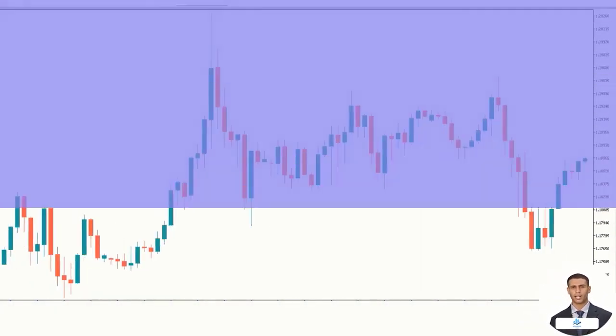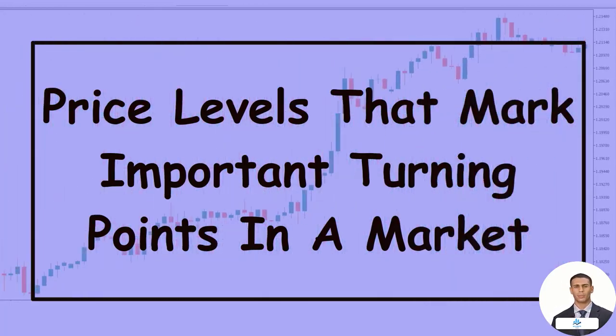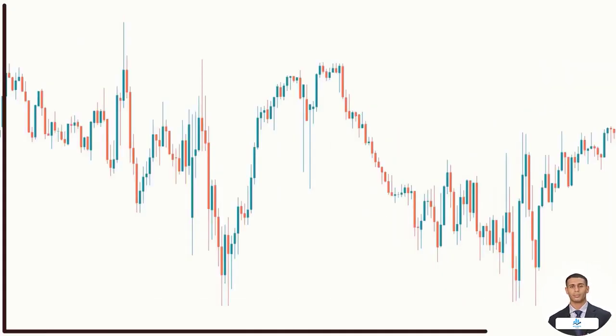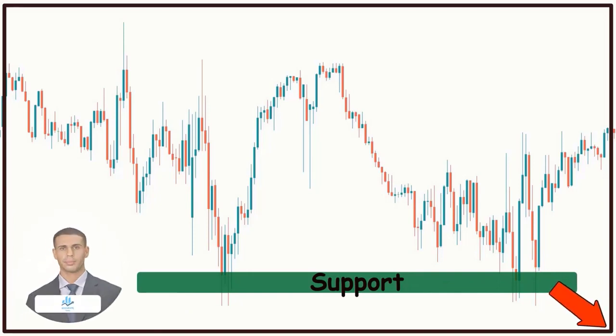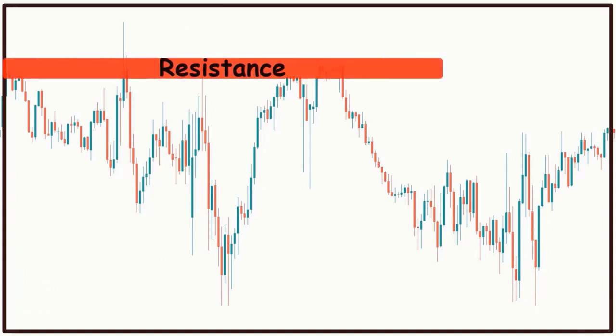Support and resistance are basically price levels that mark important turning points in the market. You can think of them as barriers that prevent the market from going in a certain direction. A support is an area on the chart that prevents the market from falling below or going downwards. Similarly, a resistance level is an area on the chart that prevents the price from pushing above or going upwards.